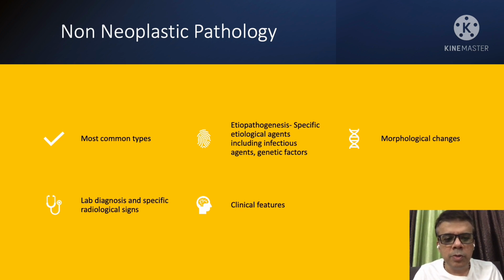And if malignant weight loss is given, just remember that weight loss is very commonly seen in neoplastic pathology, but sometimes non-neoplastic pathology like tuberculosis can also have weight loss. So it is very important to know the clinical features of the specific entities.